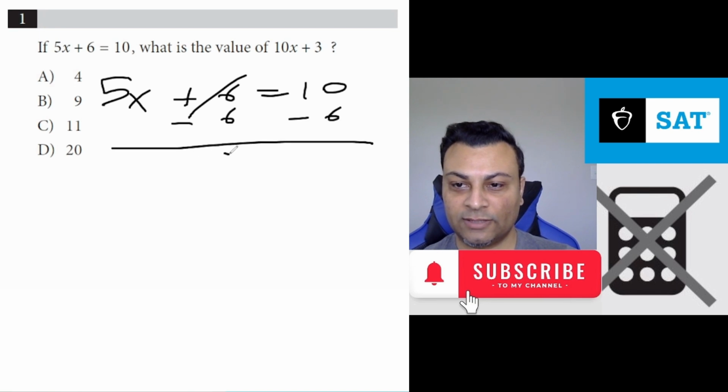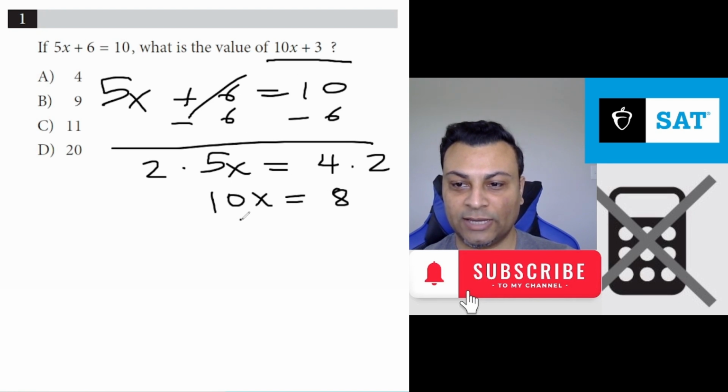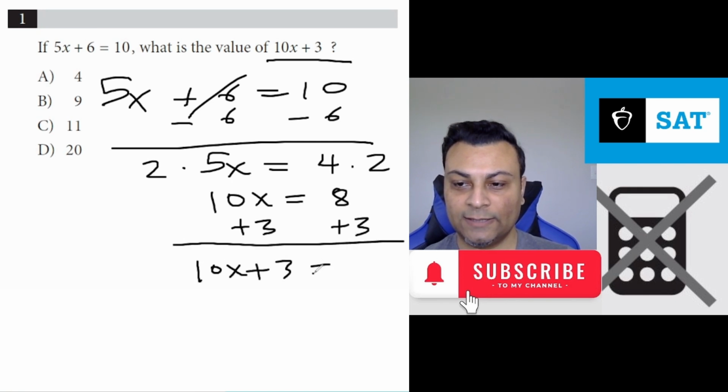You would get 5x equals 4. And now rather than dividing by 5 and solving for x, since I care about 10x, I'm just going to double this side and double that side. And I would get 10x equals 8. And since I want 10x plus 3, I'm going to add 3 to both sides. And I'll get 10x plus 3 equals 11. So the answer is 11.